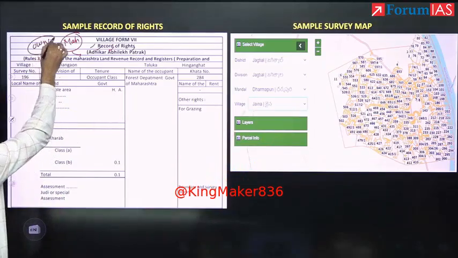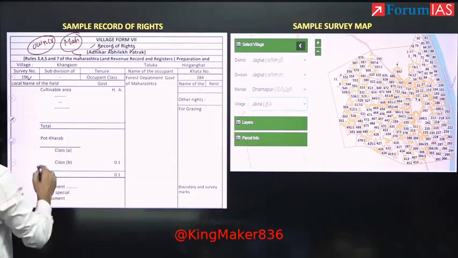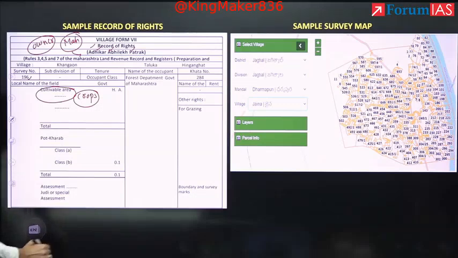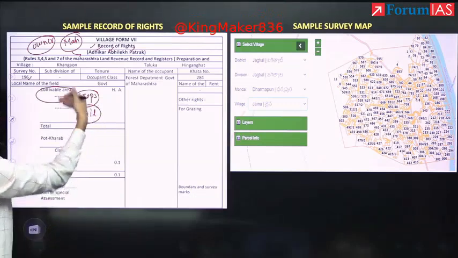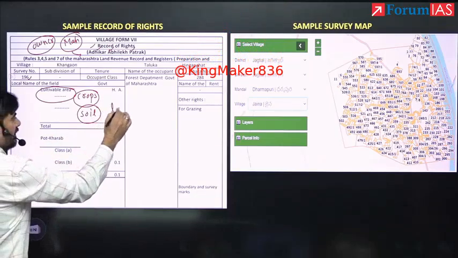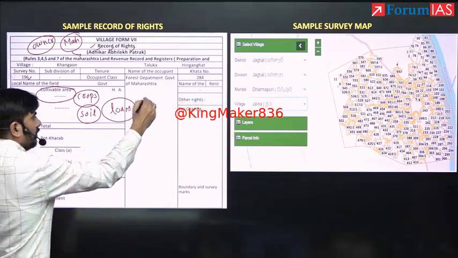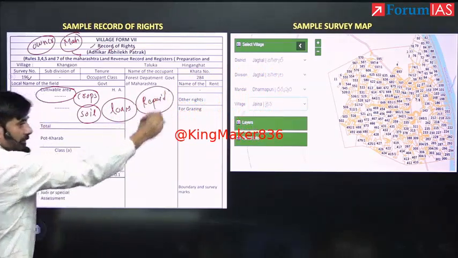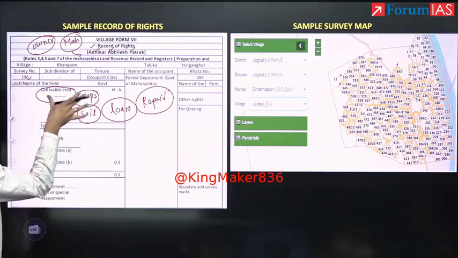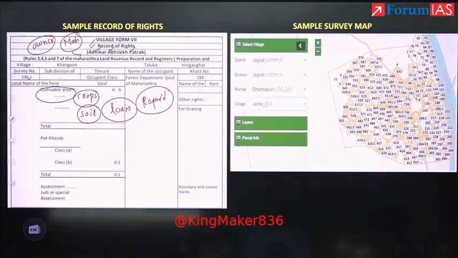Then it captures the survey number of the land. It captures what kind of crops are grown on the land, what kind of soil the agricultural field has, black soil, red soil, etc. Whether the farmer has taken loans on that particular land, whether the loans so taken have been repaid or not. So everything that you need to know with respect to a particular parcel of land, all of that record is captured in the record of rights.